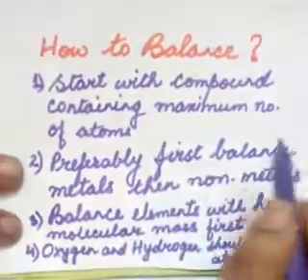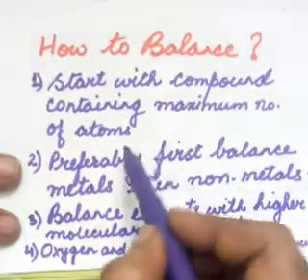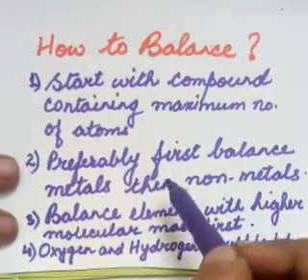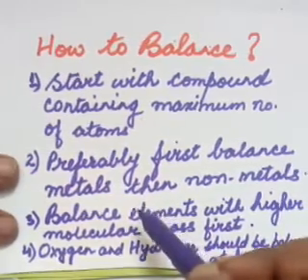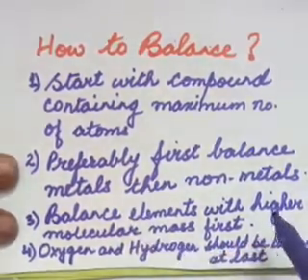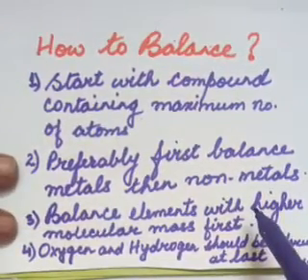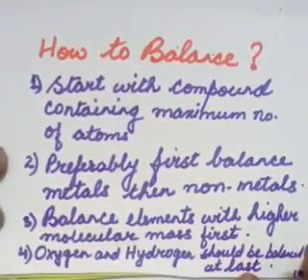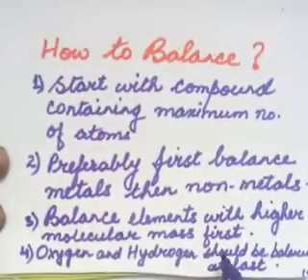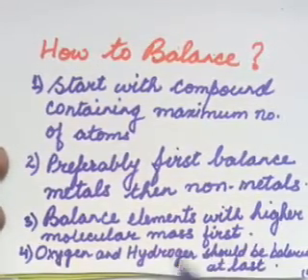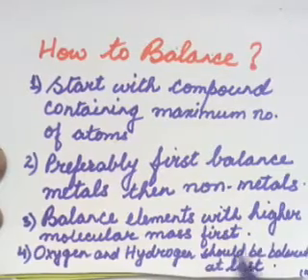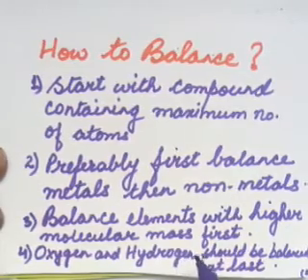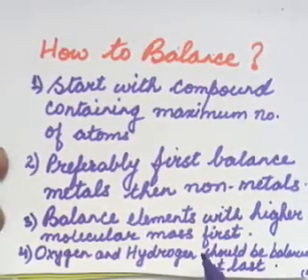Same way in various other equations, we will look for whichever compound has the maximum number of atoms and balance it first, for convenience. Then we will always try to balance metals first and then non-metals. If you do this, it will become easier for you to balance a chemical equation. The third thing is elements with higher molecular mass, like iron, mercury, gold, platinum. If we balance these elements first, then it will be convenient for us to balance the other elements later on.